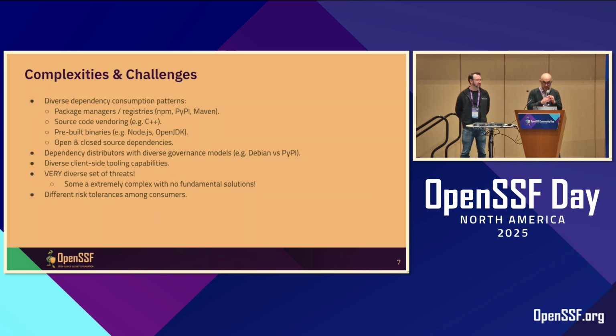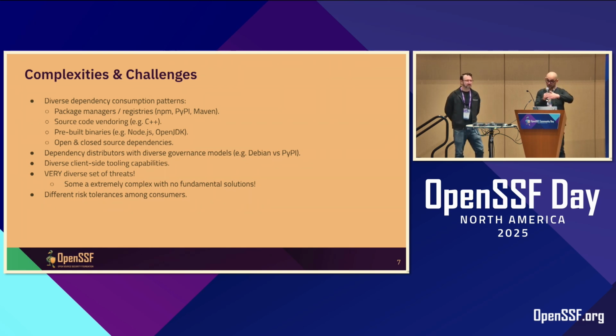What are some of the challenges? Well, when we talk about dependencies, first of all, it turns out everyone consumes open source dependencies in very different ways, right? So we have a really big fork here in terms of source code vendoring and using package managers like NPM and PyPI. That's one big sort of difference in there. In some cases, people consume pre-built binaries from the internet, right? Whether it's the Node.js runtime or Python runtime.